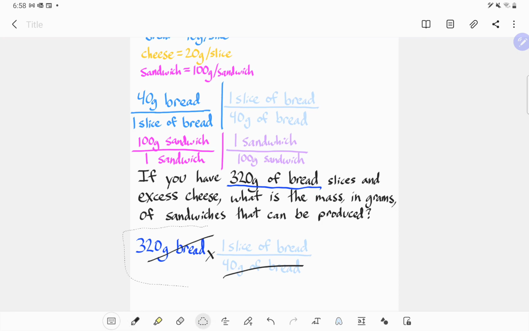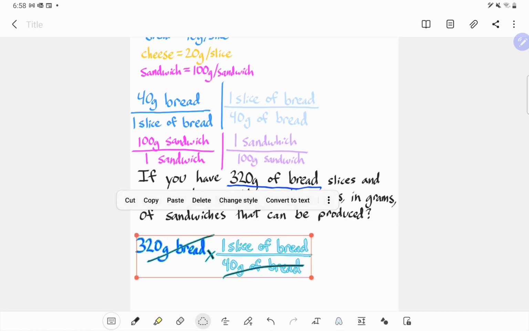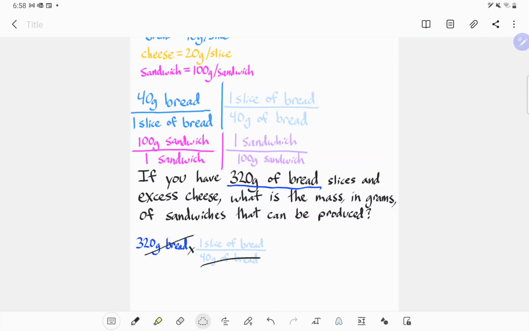But the question's not asking for us to figure out how many slices of bread. It's asking for us to figure out how many sandwiches we can make. So that means we are not done. The next step is going to be multiplying this by another ratio that has slices of bread on the bottom so that can cancel as well. So let's figure out what ratio we have that has slices of bread on the bottom.